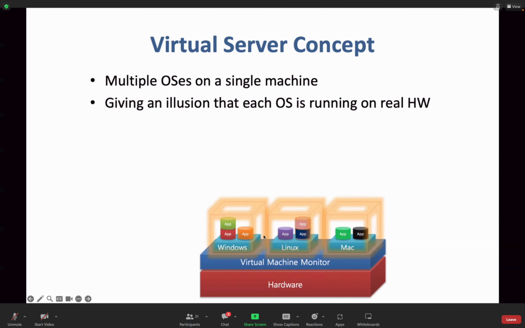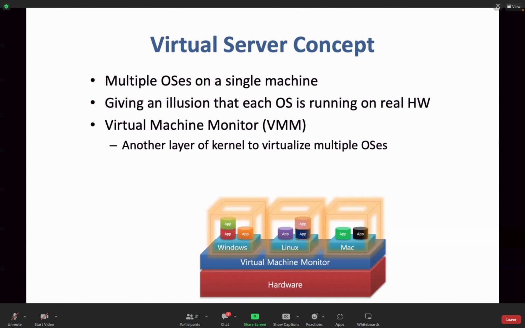And then on a single hardware machine server, you can have Windows, Linux, and Mac, running different operating systems and different applications. That's possible. Do you see something in between our OS and apps and hardware? That's the virtual machine monitor, VMM. So VMM, again, is a virtual machine monitor.